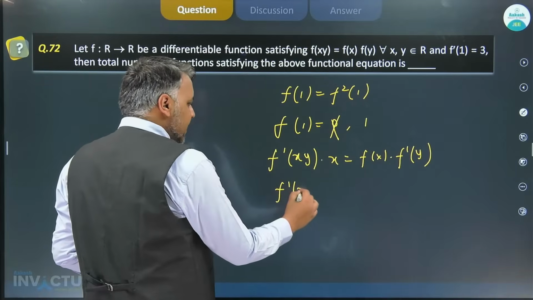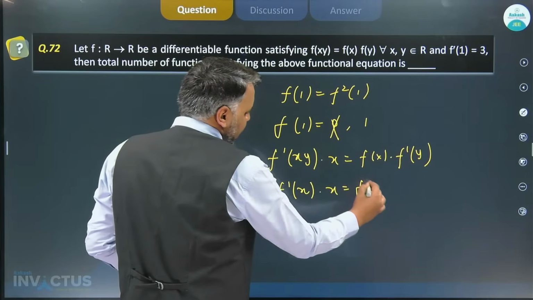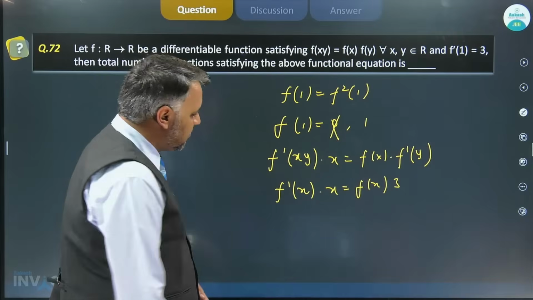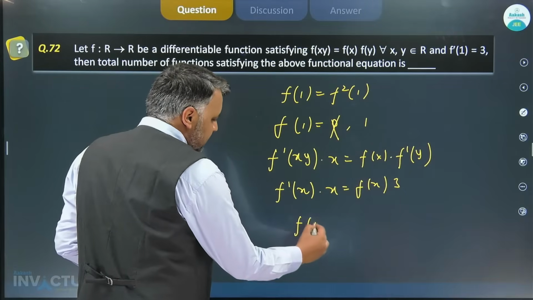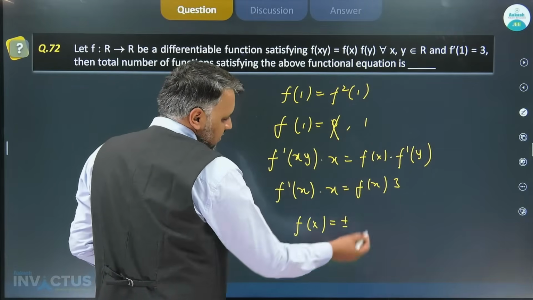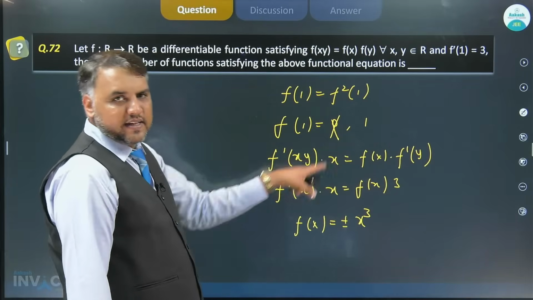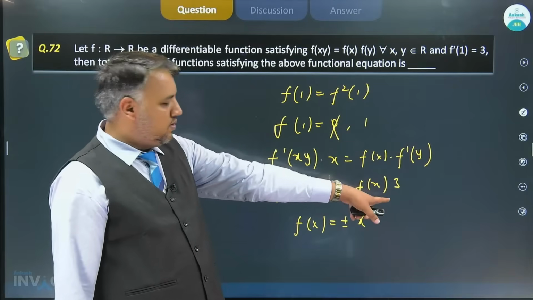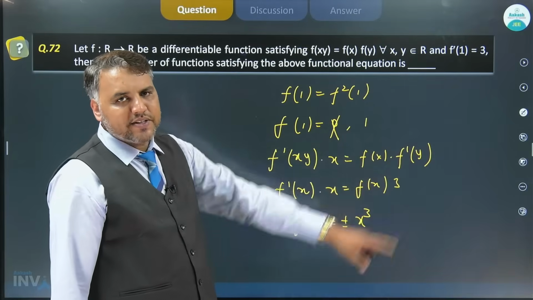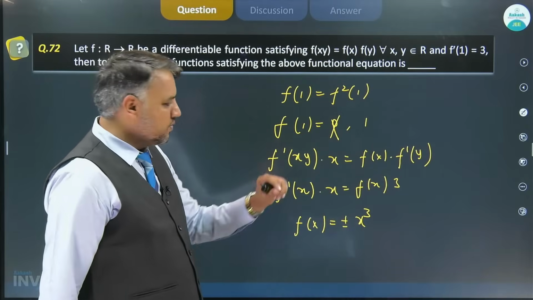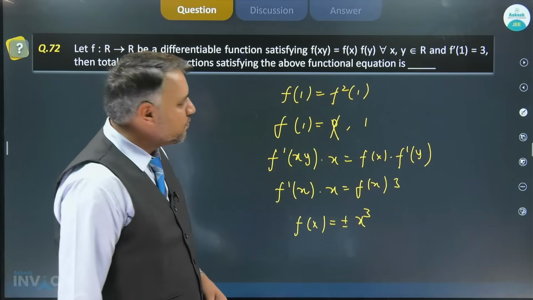This will be f'(x) into x is equal to f(x) into 3. Now integrating, we can get ln|f(x)| is equal to 3 ln|x|, or ln x cube, plus c. f(1) is 1, so c will be 0. So f(x) will be plus or minus x cube.